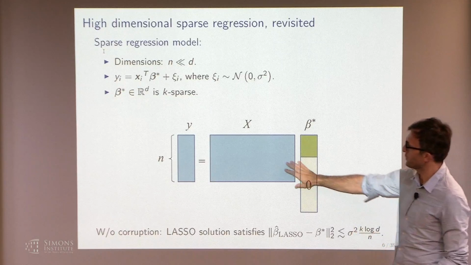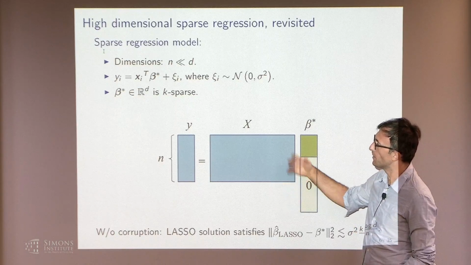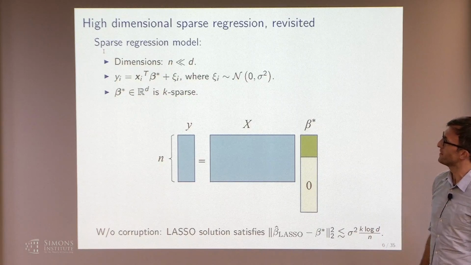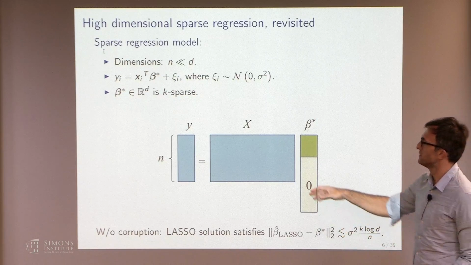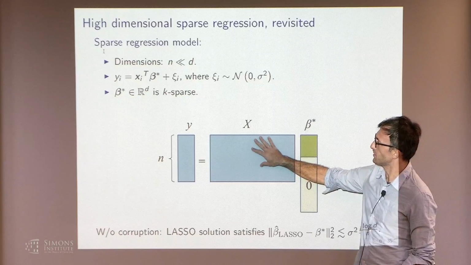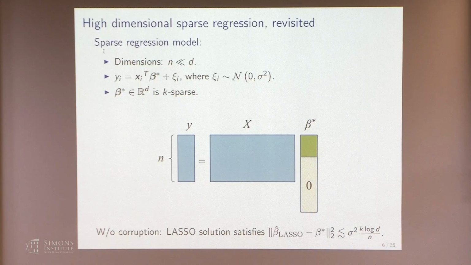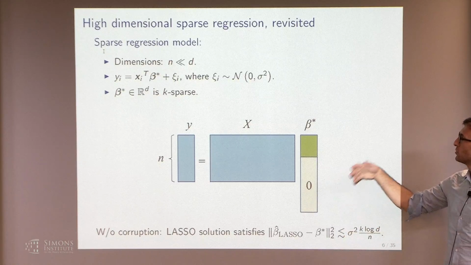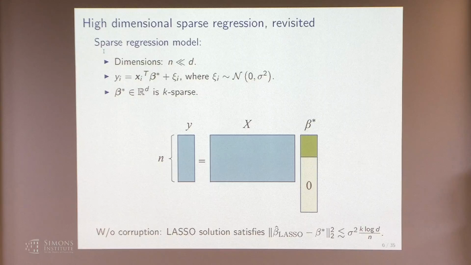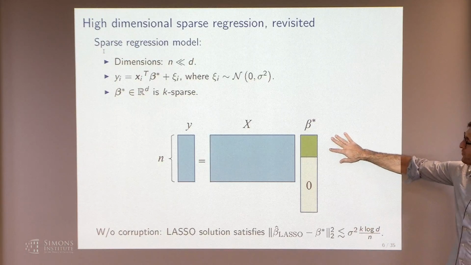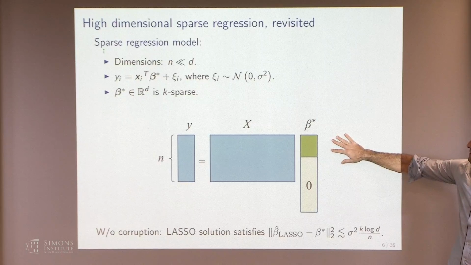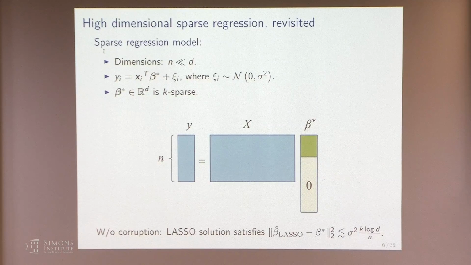We know that in the uncorrupted model, by now it's very well studied, that as long as your sensing matrix satisfies some properties, convex algorithms like lasso or a number of different approaches can succeed in recovering beta. So this is well known, and this is what we aspire to.